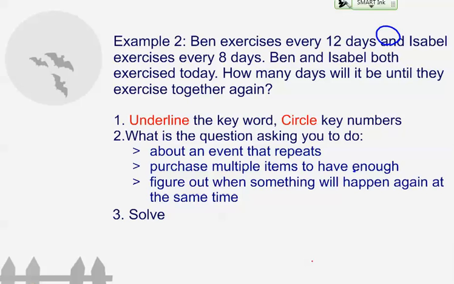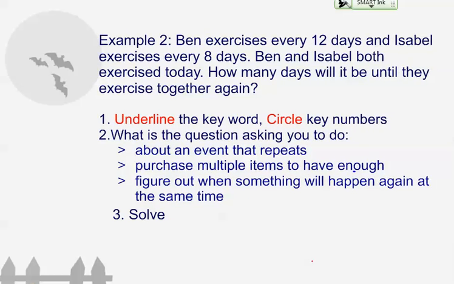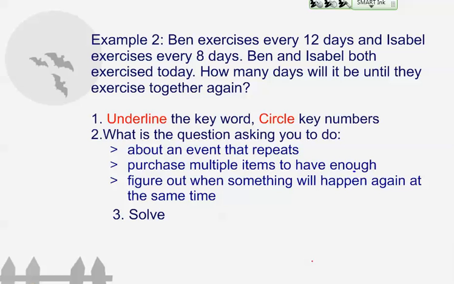Okay, our next problem is Ben exercises every 12 days and Isabel exercises every 8 days. Ben and Isabel both exercise today. How many days will it be until they exercise together again? So we're going to underline the key word again and circle the key numbers. In this one, every is a key word because it's something that's repeating. And again is a key word.